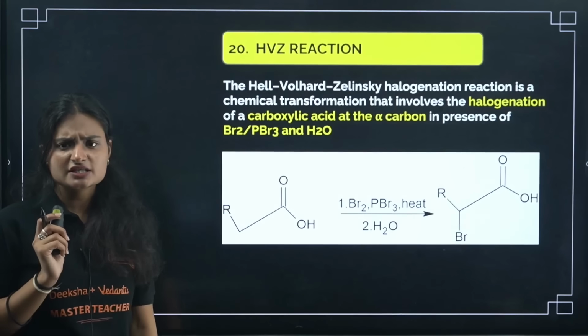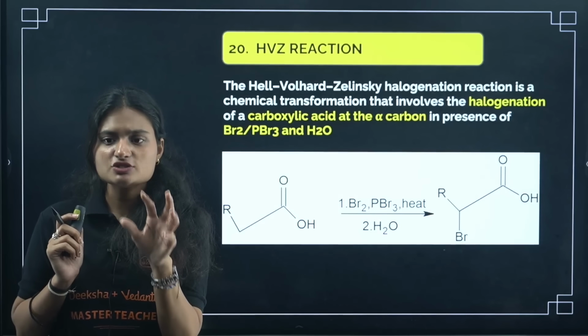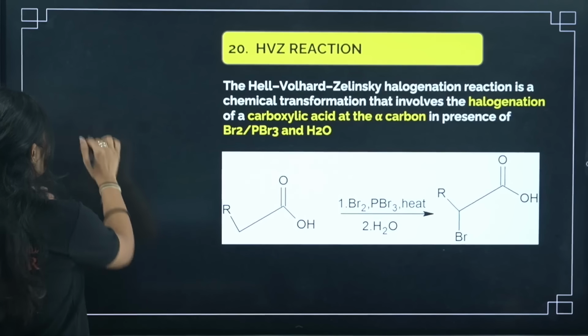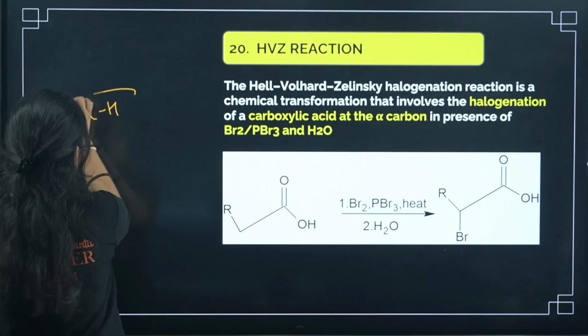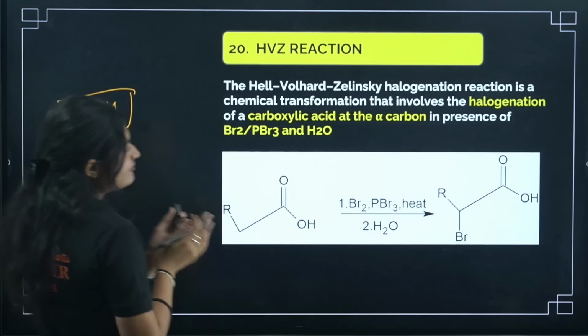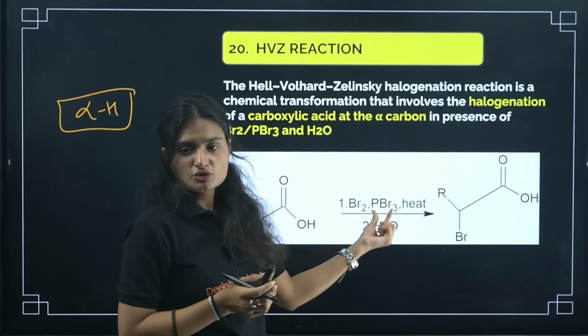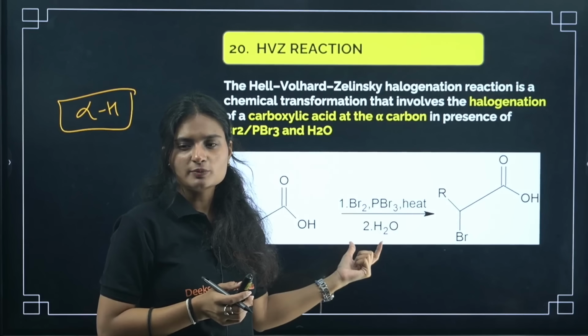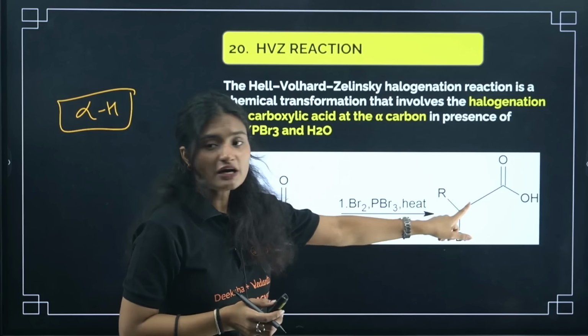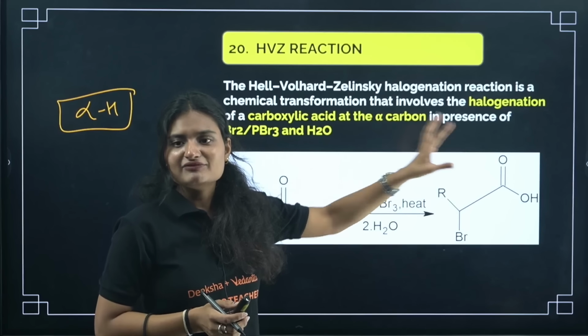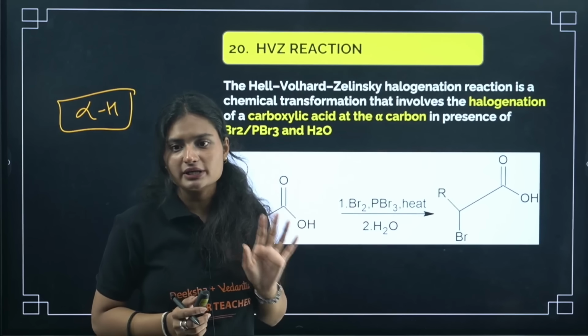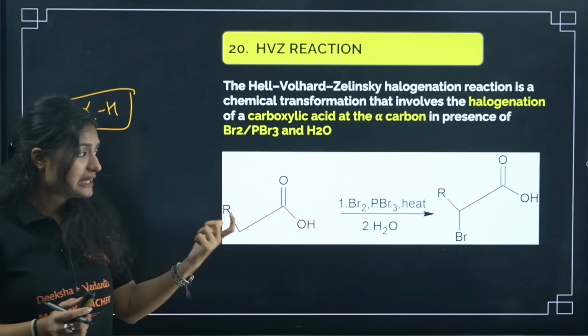So what is HVZ reaction? It is given by carboxylic acids. So carboxylic acids that have alpha hydrogens. Again, same concept. Carboxylic acids having alpha hydrogens, when they are treated with bromine in presence of PBr3 and heated, followed by hydrolysis, we get alpha bromo carboxylic acids, alpha halo acids. That is what you get in the end.